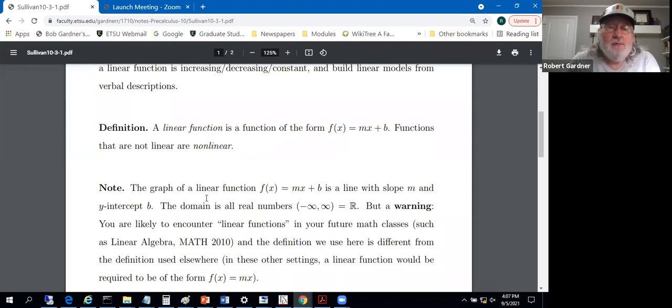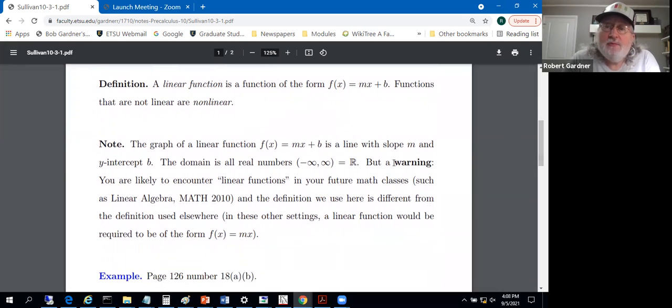You already know f of x equals mx plus b, or y equals mx plus b, has as its graph a line. The slope is m, the y-intercept is b, the domain is all real numbers. But you may hear this term of linear function used in another way in your future math classes. So this definition is only valid in Precalculus 1, maybe in Calculus 1 as well.